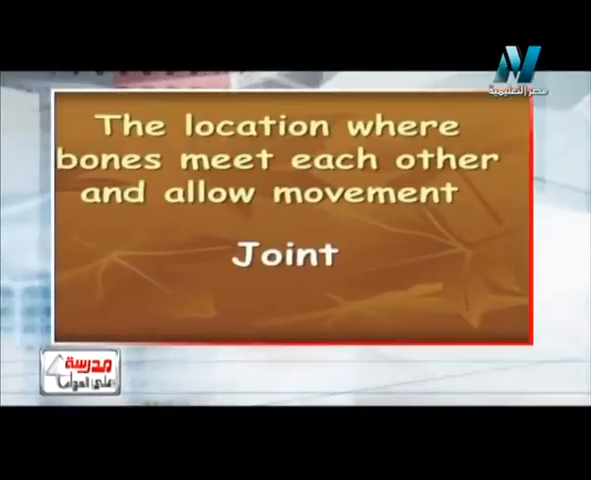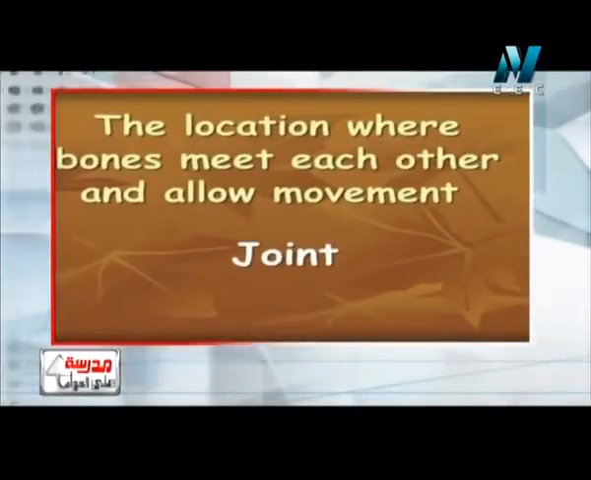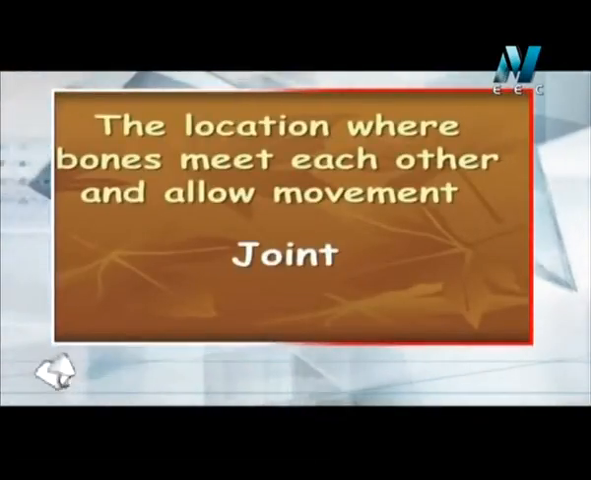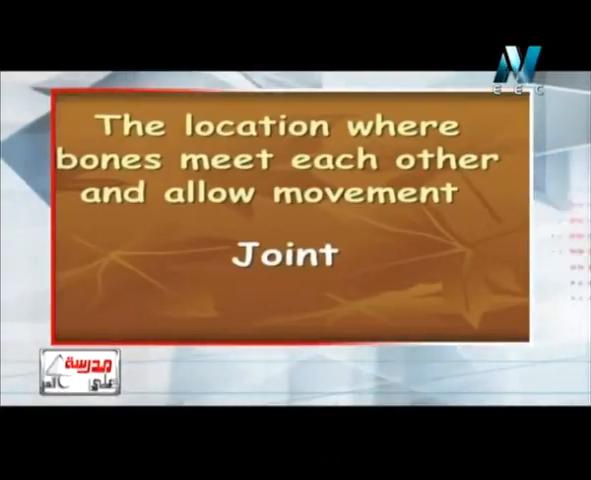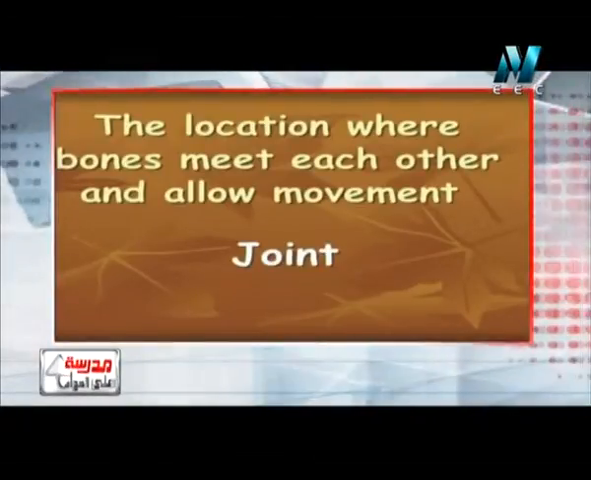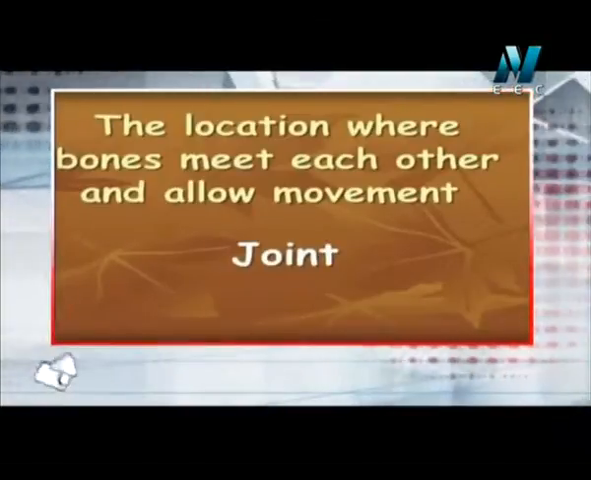And also we have studied the two types of joints, which are immovable joints like the skull, slightly movable joints like the knee and the elbow, and also the freely movable joints like the thigh joint, the hip joint, the shoulder, and so on.